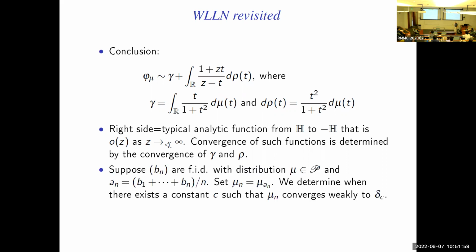Okay. So now let's get back to the law of large numbers. So now Bn again are free identically distributed variables, but this time Bn are self-adjoint operators, unbounded. And suppose that mu is their common distribution, which is an element in P. And let's look at the averages, An, which are B1 plus B2 plus up to Bn over n. And let's call mu n the distribution of this new variable An. So the question is, when does there exist a constant C such that mu n converges weakly to the point mass at C?